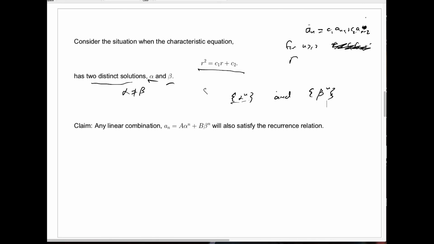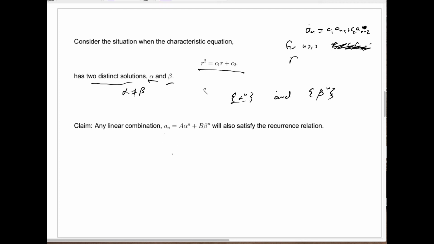Are there more? Well, my claim is yes. Any linear combination of these two sequences, if I let a sub n be some constant times alpha to the n plus some other constant we'll call capital B times beta to the n, I claim that sequence will still satisfy the recurrence relation. This is a very important theme in linear algebra, that you recognize linearity when it just kind of shows up.